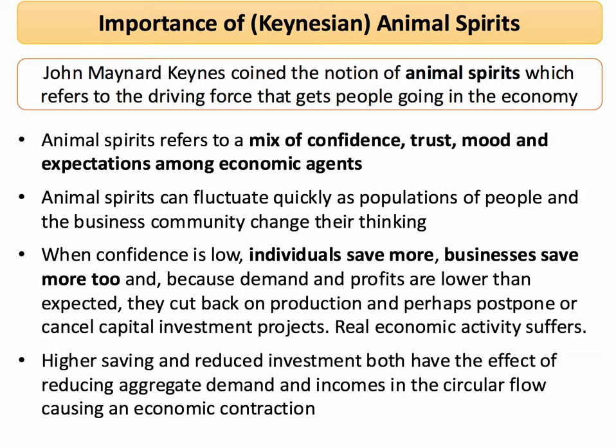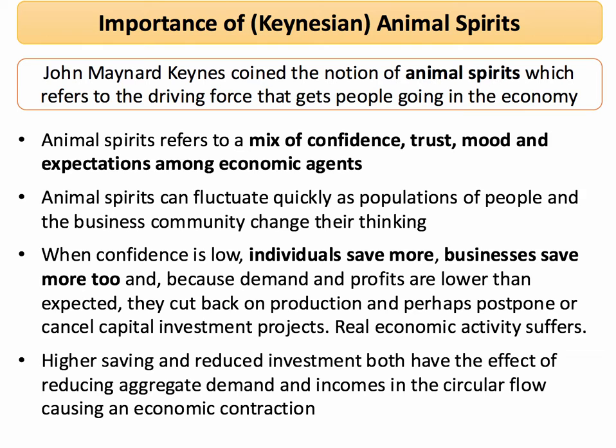Now, animal spirits is basically a mix of the state of play of confidence, of people's trust, of mood, expectations amongst agents, be they producers or consumers. And Keynes argued that animal spirits can move around quite violently, very quickly, as people change their thinking, and herd mentality can kick in.